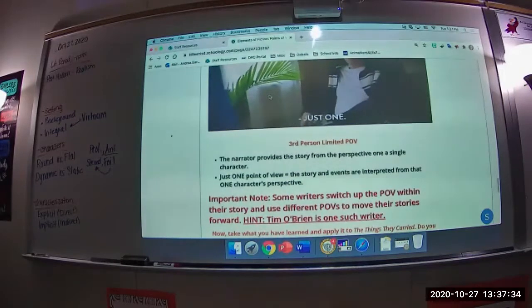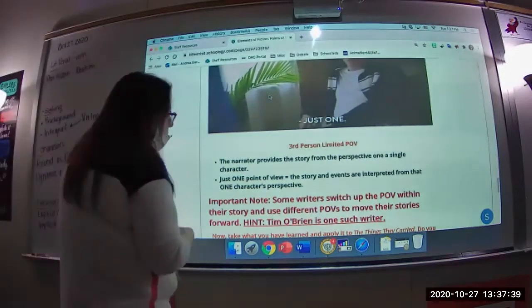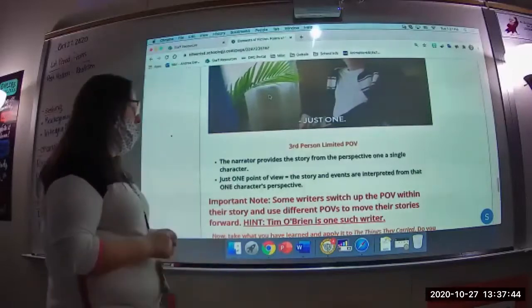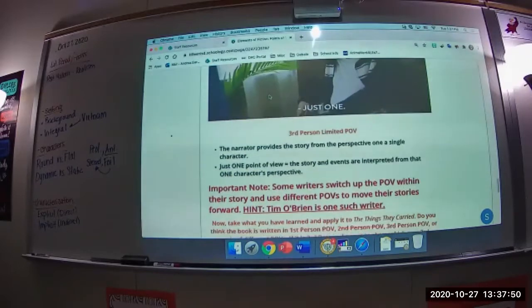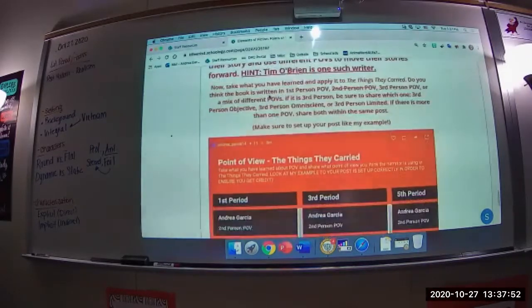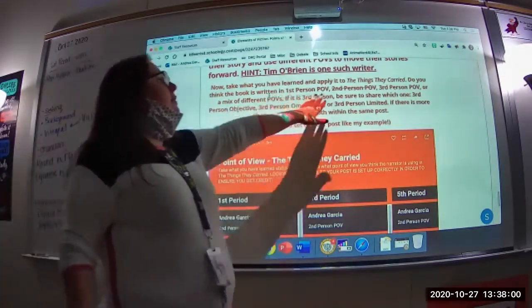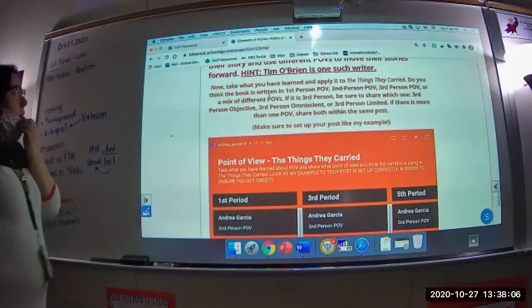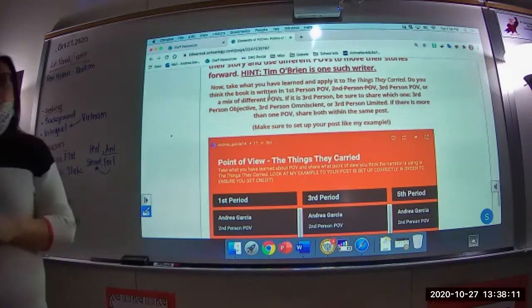Okay. Important note. Hint, hint. Some writers switch up the POV within their story and use different points of view to move their stories forward. Tim O'Brien, who is the writer of The Things They Carried, is one such writer. So today at some time before 11:59, you do need to go and put which point of view you think it is. It might have more than one. Hint, hint, it does. And I also gave you another hint. It's definitely not second person. Okay, so you're going to go ahead and tell me what you think it is. You're going to go ahead and put it in there, okay?